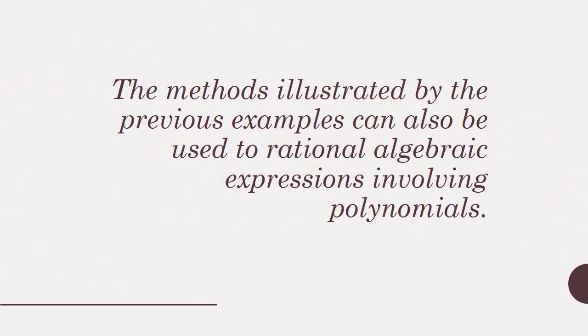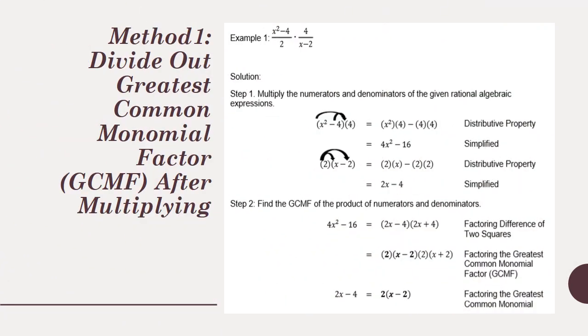The methods illustrated by the previous examples can also be used for rational algebraic expressions involving polynomials. So method 1: divide out the greatest common monomial factor after multiplying. Example number 1: we have the polynomials x squared minus 4 all over 2 times 4 all over x minus 2. Solution, step 1: multiply the numerators and denominators of the given rational algebraic expressions.